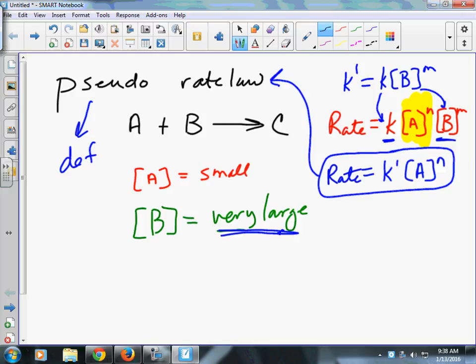Right here, pseudo rate law. What if that reaction were first order? We would call it a pseudo first order rate law. Y'all get it? What if it was second order? Pseudo second order rate law, and so on.